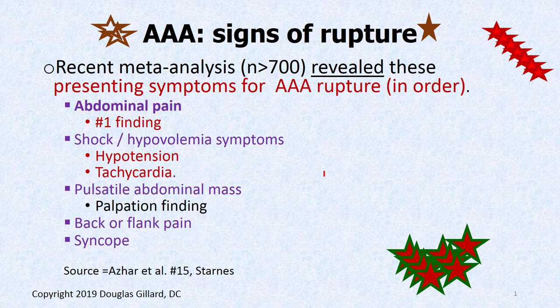So, signs of a ruptured abdominal aortic aneurysm. There's a kind of famous meta-analysis, strongest evidence there is, right? A well-done meta-analysis pooled the data of over 700 people who had confirmed ruptured aortic aneurysms, some lived, some didn't. Here are the most common symptoms. Abdominal pain is the number one finding. Most of them also went into shock because of hypovolemia. They had tachycardia associated with that shock. Surprisingly, the third most common finding, they could feel a massive pulsatile abdominal aortic aneurysm to palpation. They also had back pain and then some syncope as well.